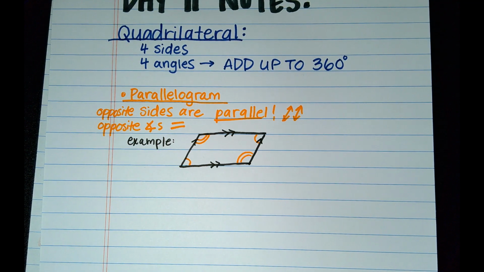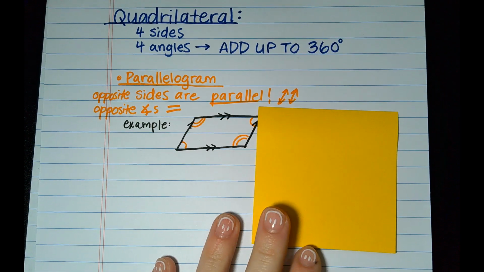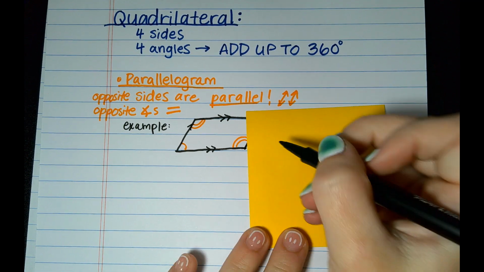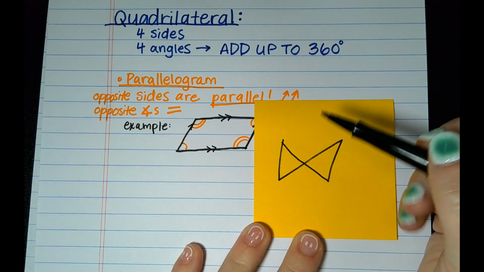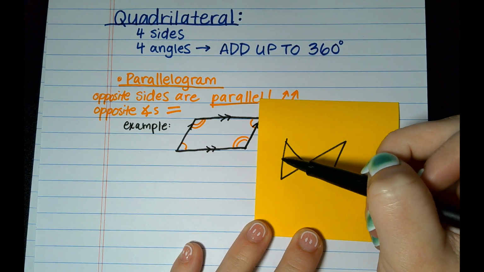Yes? Would you consider a bow tie a quadrilateral? A bow tie. Like an untied bow tie? Like two triangles that are facing each other. Let me see if I can draw. One like this. So let's see, we'd have one side.